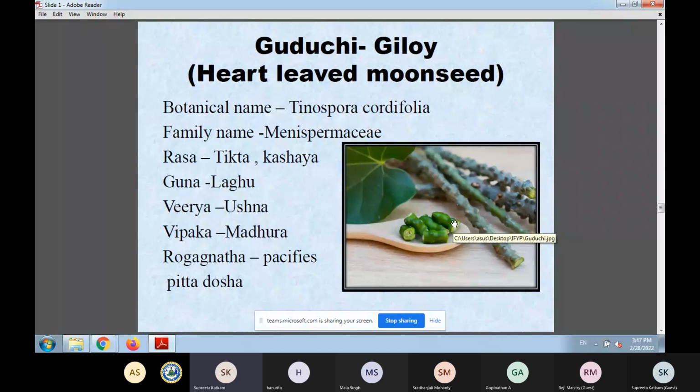Now you should understand the reason. Why are we making a decoction? We are making it a decoction because it is fibrous, or the surface area is more.